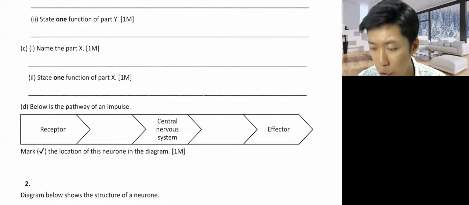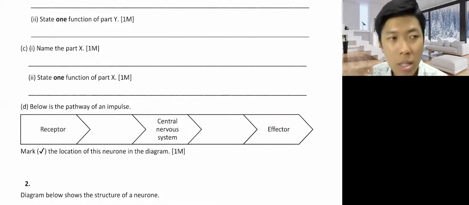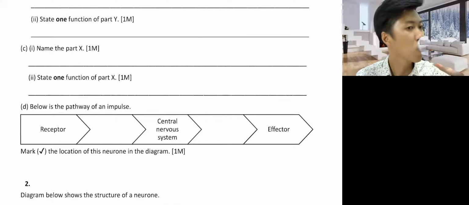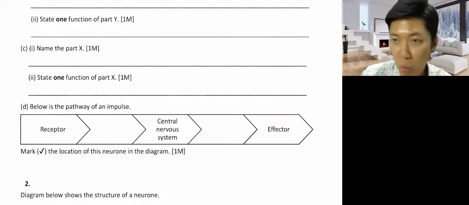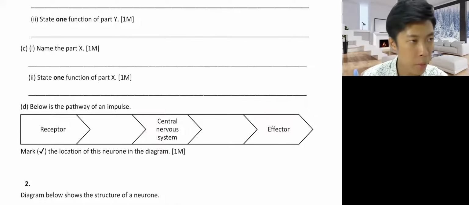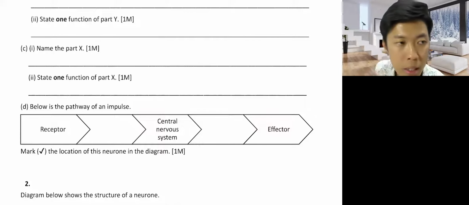Stimuli from the surrounding, and transmit impulses to sensory neuron, which is the first neuron, in your chat box, everyone. Okay, everyone, no problem. Function of receptor. Stimuli means the senses.